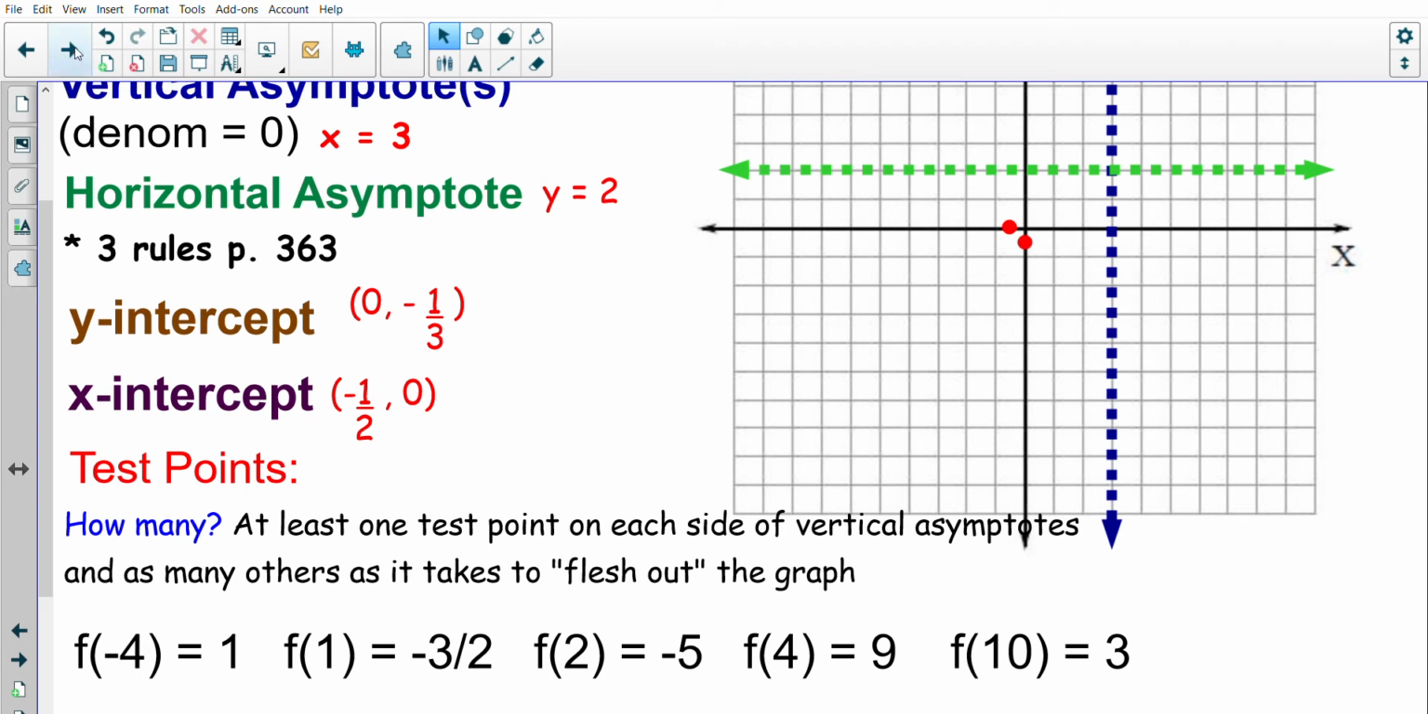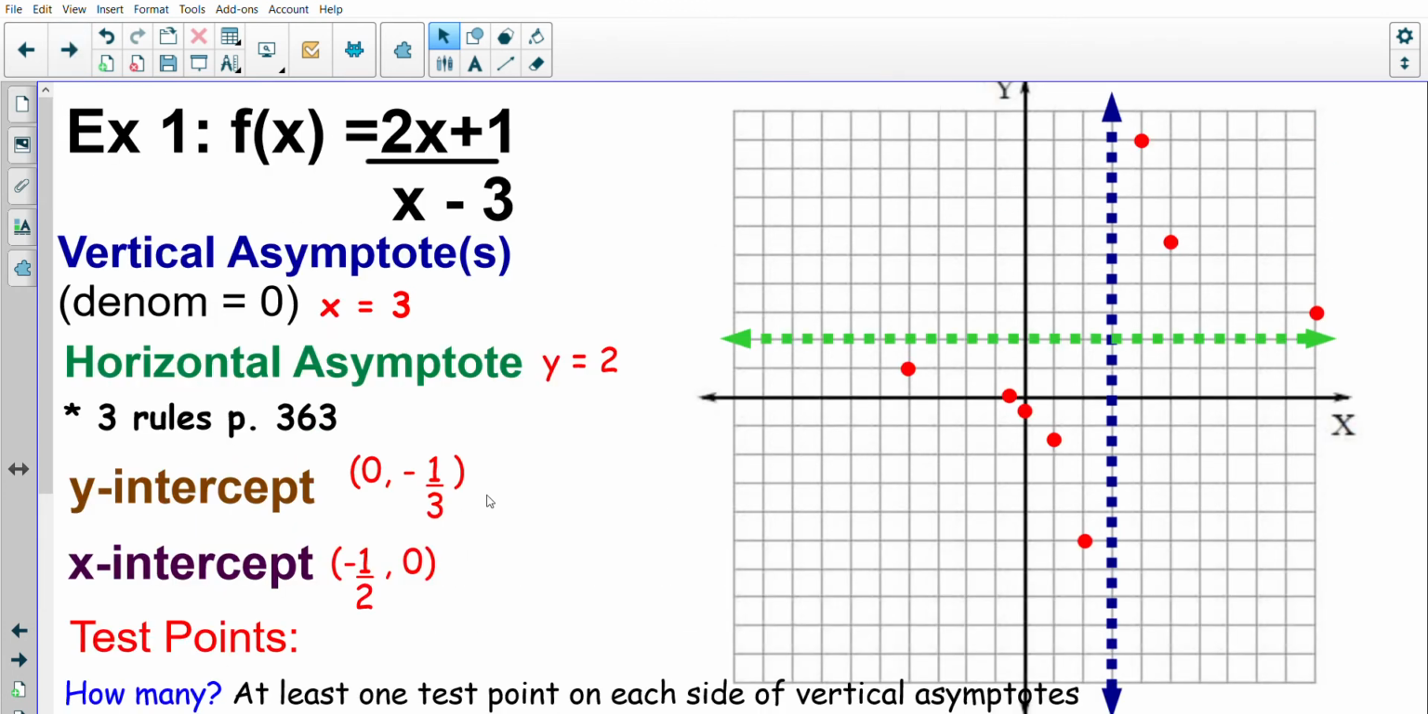Once I get my test points checked, I'll plot those on the graph, and if I can't tell what the graph's going to look like, I need more test points. Here, though, I think we have a pretty good idea of what it looks like, so we go ahead and draw our graph.